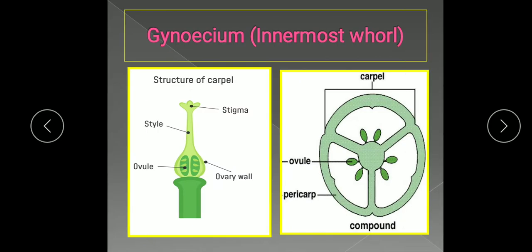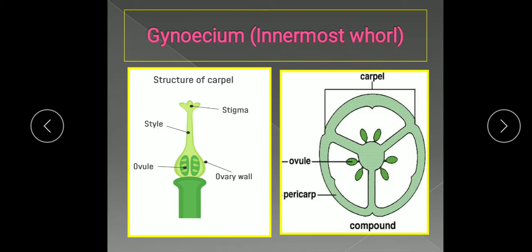So as you know, gynoecium is the innermost whorl in the flower. Like the four whorls of the flower you have studied: the outermost whorl is the calyx, the second is the corolla, the third is the androecium, and the last whorl is known as the gynoecium. This gynoecium is the female reproductive part of the flower, made up of one or more carpels.